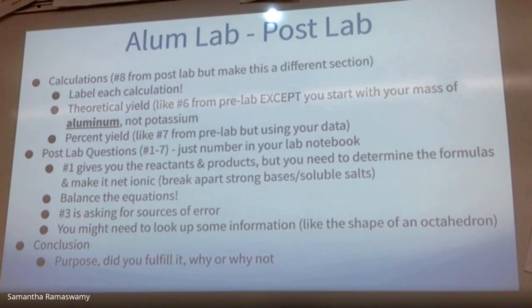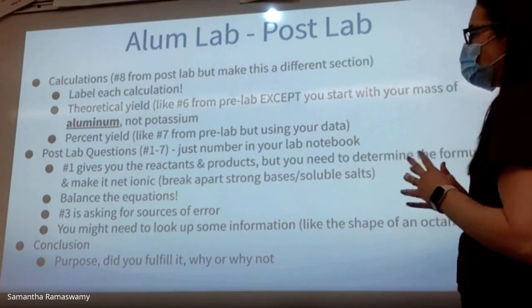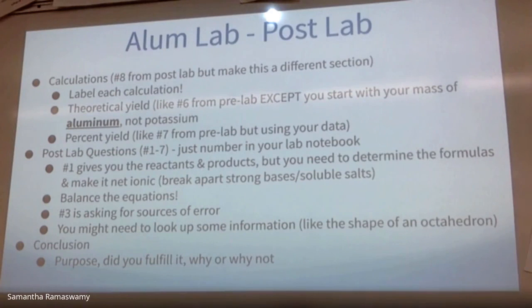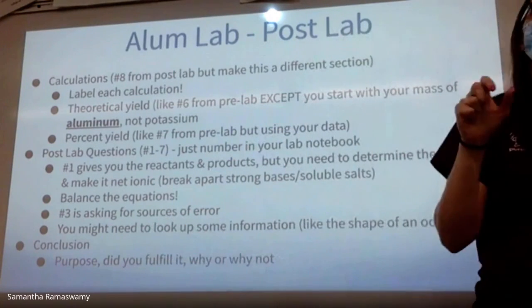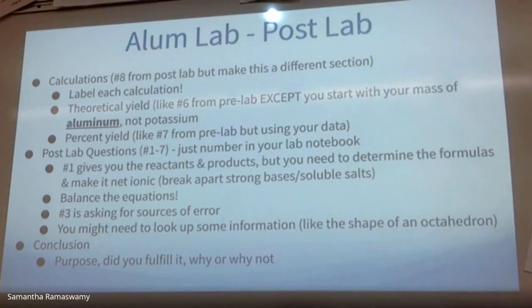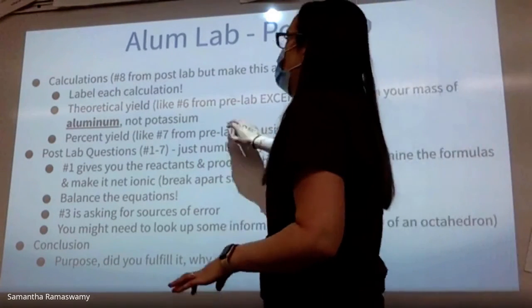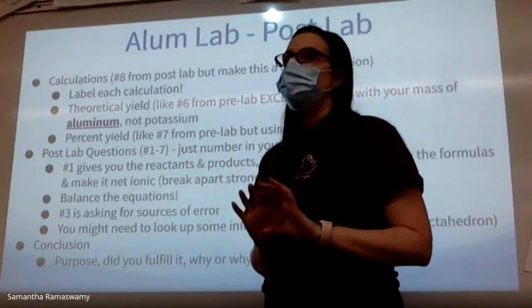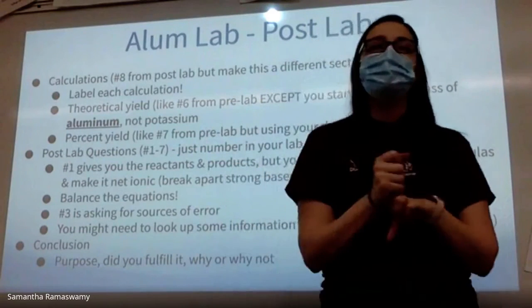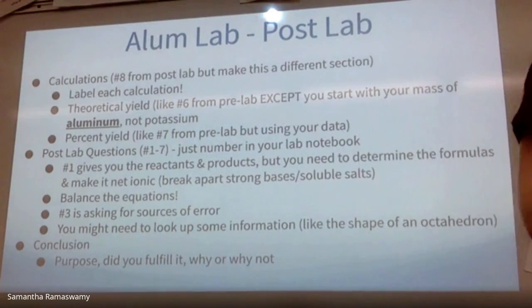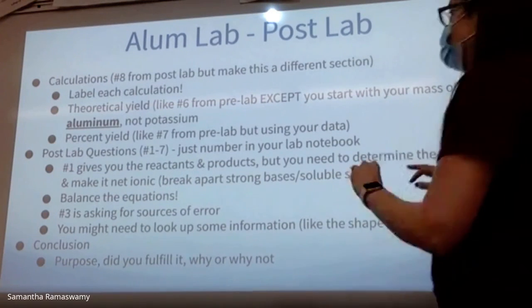You will have 3 sections for post lab: calculations, post lab questions, and conclusion. Calculations, I want to be its own section. It's actually number 8 from the post lab, but you're not going to do it in the post lab questions. So if you want to make yourself a note on the lab handout, number 8 is going to be its own section. So do the calculation section first. You're going to have 2 calculations, theoretical yield and percent yield. So don't forget to label the calculation.